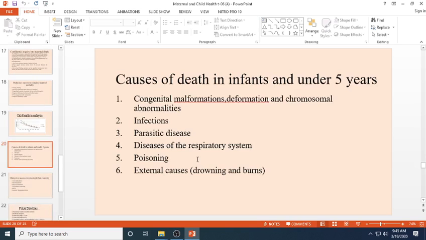Let's see what are the causes of infant deaths. First, malformation, deformation and chromosomal abnormalities. Second is the infections. Third, parasitic diseases. Fourth, diseases of the respiratory system. Fifth, poisoning. And sixth is the external causes like drowning and burns.